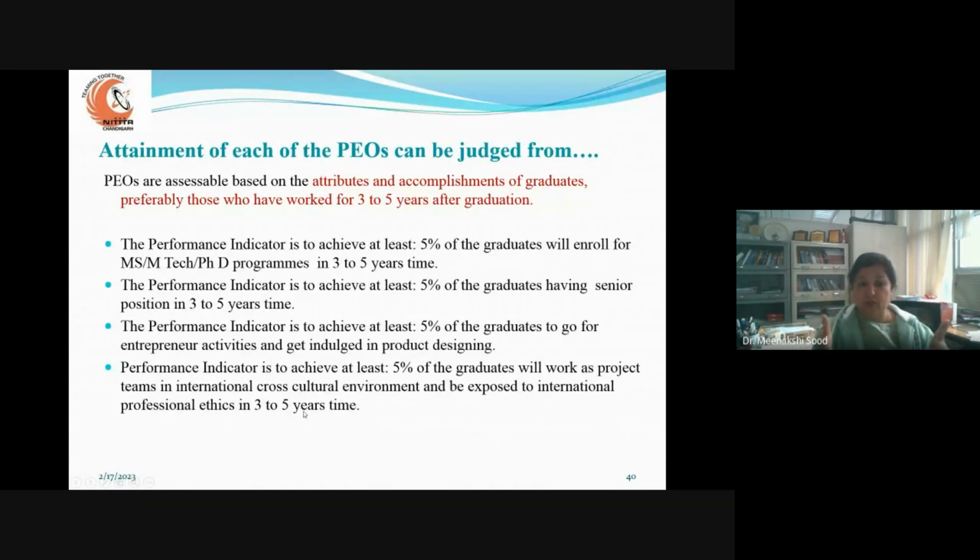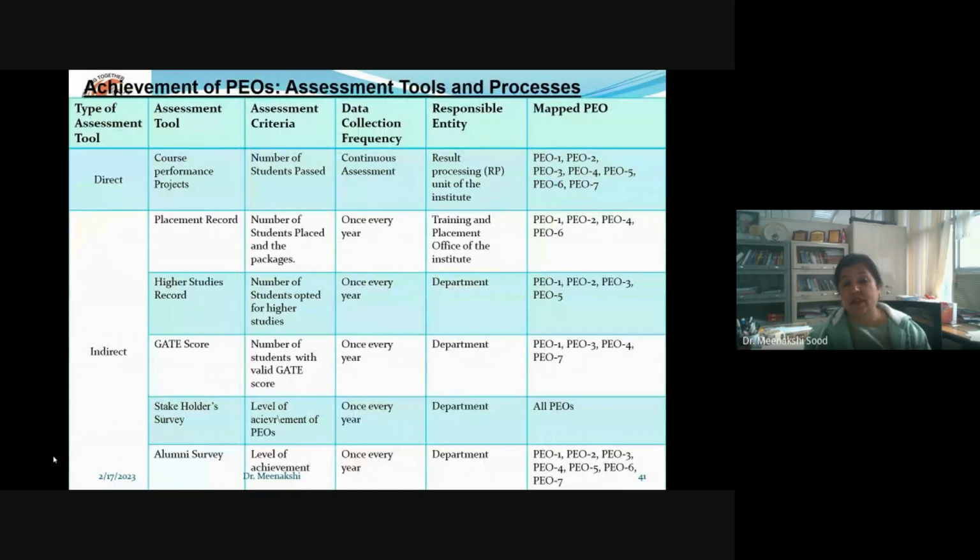So these are a few parameters, but you can add to them depending upon where your students are being placed, or what is the major trend of students qualifying or graduating from your institute, right? So there you can map or make a table showing whether the POs have been attained or not, right? So this is again some assessment tools.